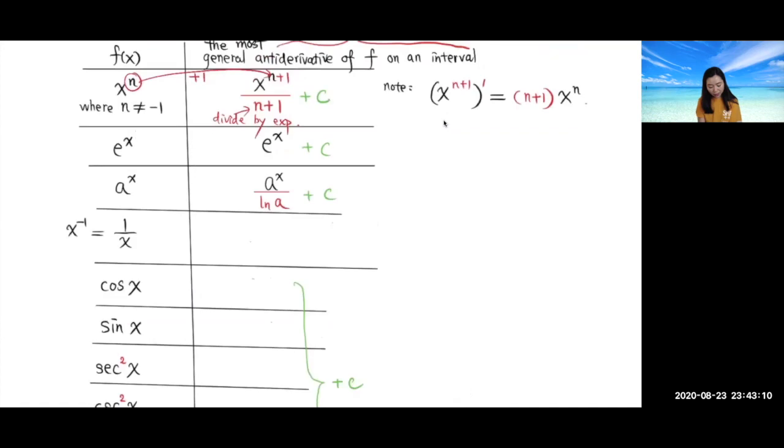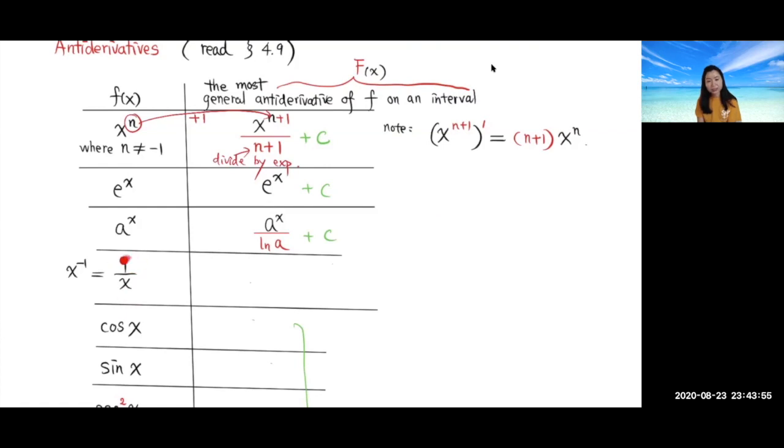Now, in the case when n equals -1, that's 1 over x. The most general antiderivative of 1 over x is Ln of the absolute value of x, because the domain of this function is two disjoint intervals, 0 to infinity, union -infinity to 0. You can have two different constants on each interval.